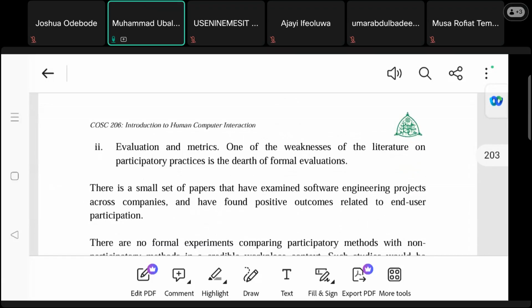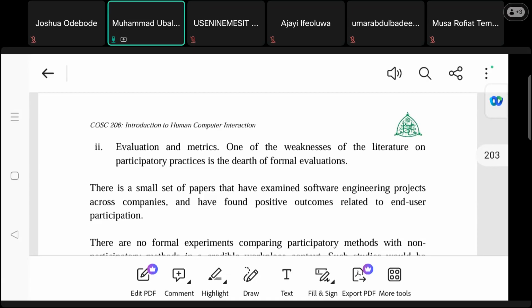And number two, there are limited comparative studies with non-participatory approaches, meaning not many have done research in the area of evaluation and metrics. So even if we conduct a participatory design, it is difficult to evaluate or to measure the success in terms of comparative studies. These are some of the unsolved issues.